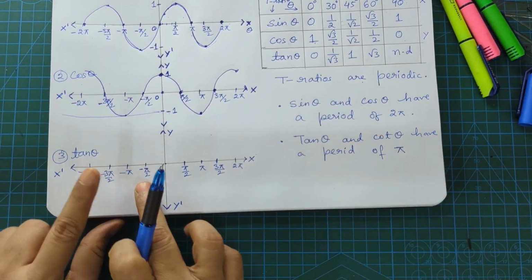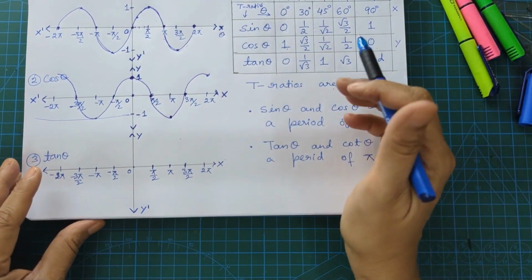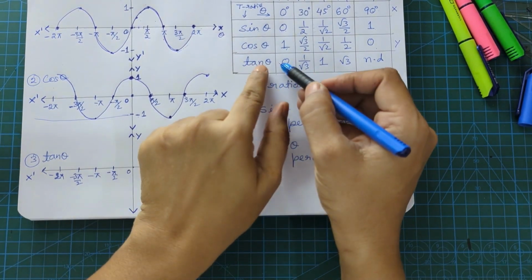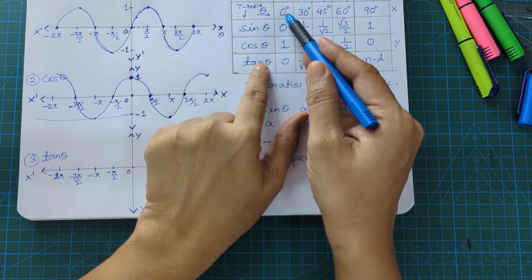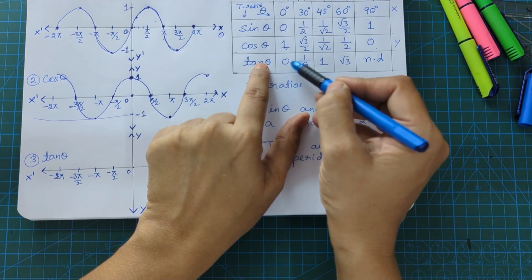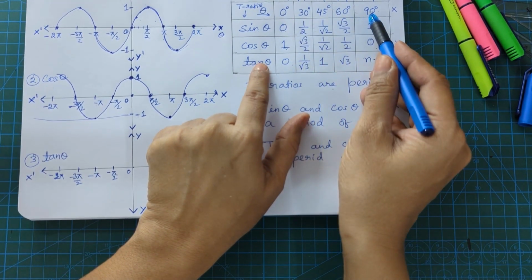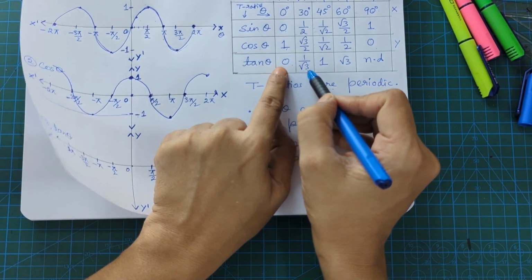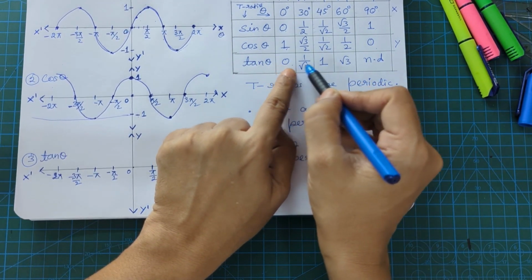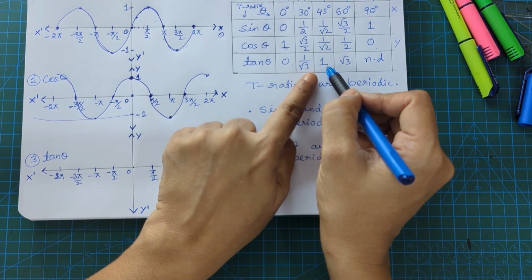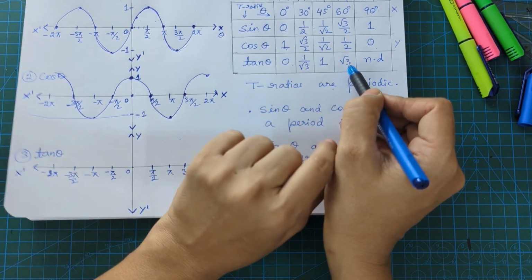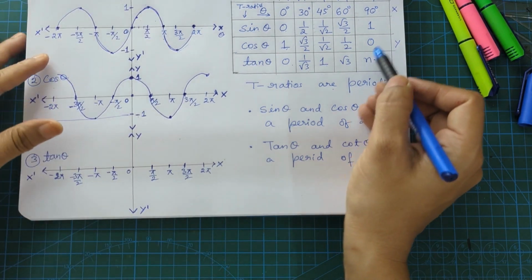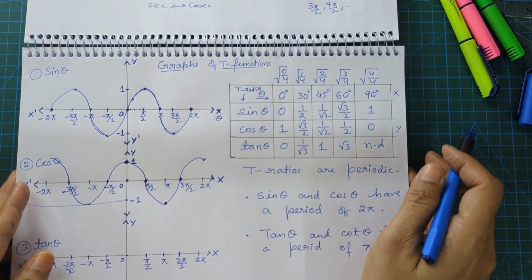Now for tan, just see here, something very interesting happens for tan. Tan of 0 is 0, fine. As the angles increase from 0 to 90, means in the first quadrant, what happens? Tan values are also increasing: 0, 1 by root 3, then 1, then 1.732, root 3 value, and then not defined.